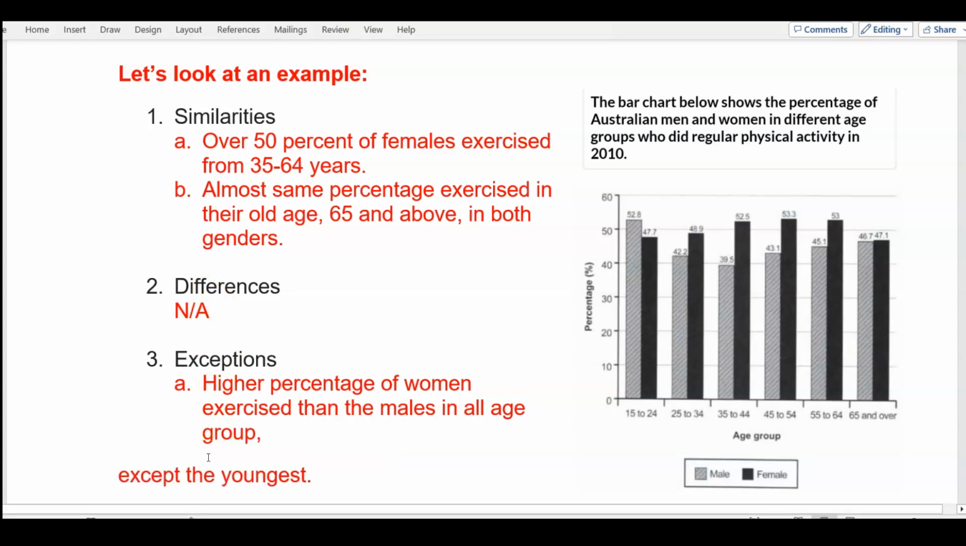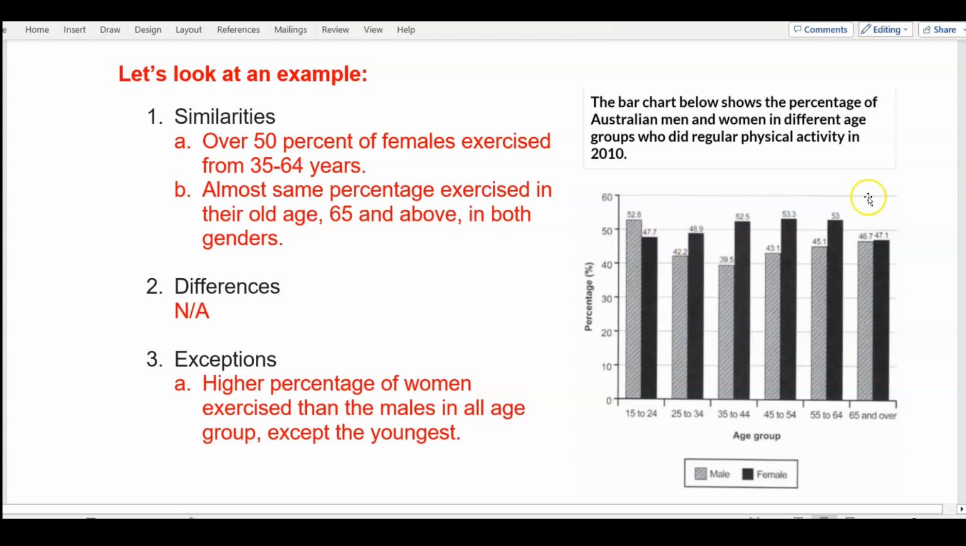From this question, the only exceptional thing is that when it comes to the females, they were the top tier. They were actually the highest among all the age groups when it comes to the number who like to exercise. The only difference is that it's only the 15 to 24-year-olds that had males more than females. So that is the only exception, the only different thing about the graph.